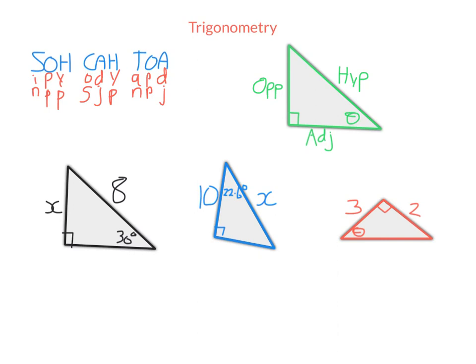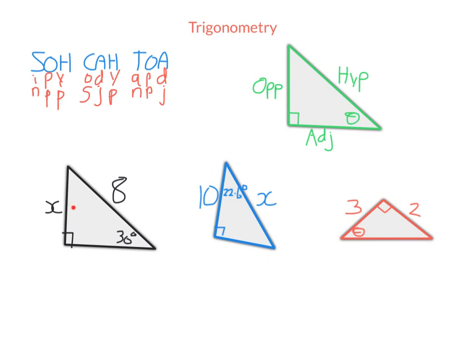Remember SOHCAHTOA? That tells you when to use which ratio. So remember, if I have an angle, not the right angle, marked, the side facing it is the opposite side. The side next to it is the adjacent. The hypotenuse is always the one facing the right angle.